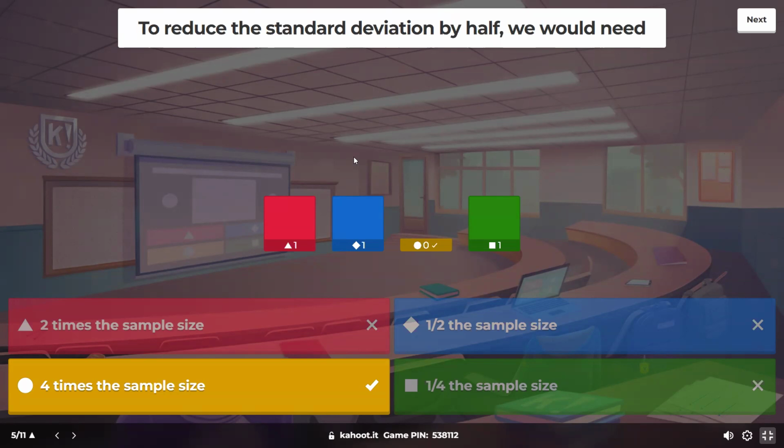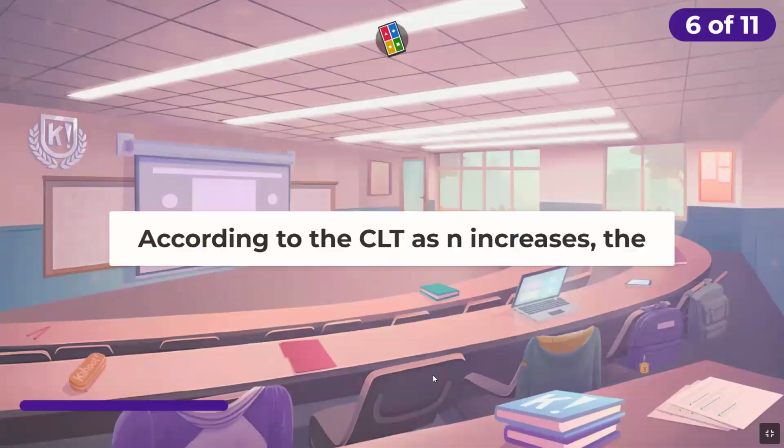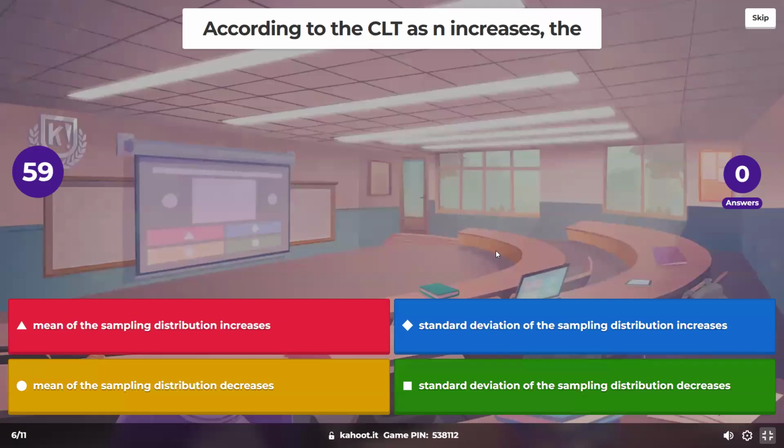Okay, so this is just taking some of the concepts and kind of turning them on their head a little bit. As sample size increases, what happens? Mean of the sampling distribution increases, mean of the sampling distribution decreases, standard deviation of the sampling distribution increases, or standard deviation of the sampling distribution decreases. Which of those things happen as the sample size gets big?